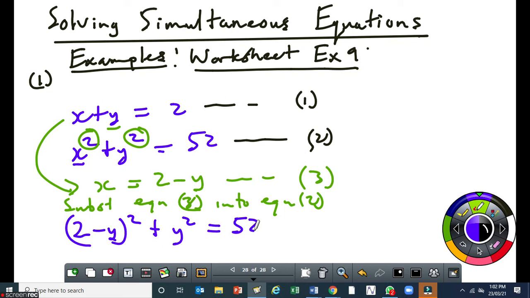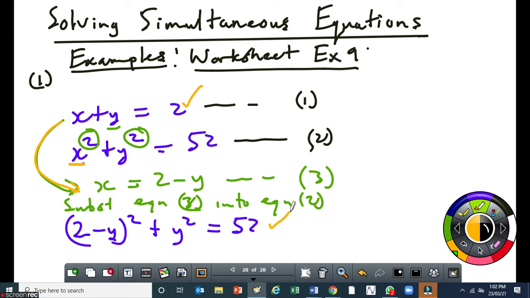Alright? So what I did, I'm going to repeat again. I chose the first equation because it is linear, so it is easy to work with. It's easier to work with a linear equation in terms of making a variable the subject of the formula. So I made x the subject first, then I substituted the right-hand side of equation 3 into equation 2. Then I got the equation.